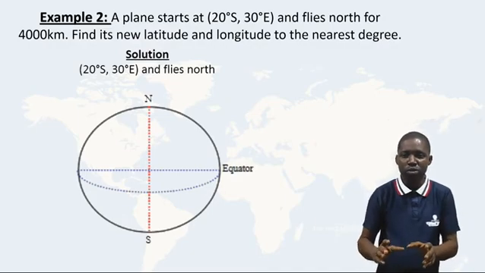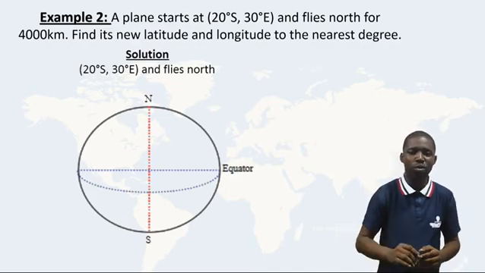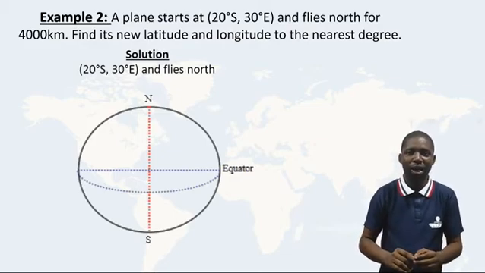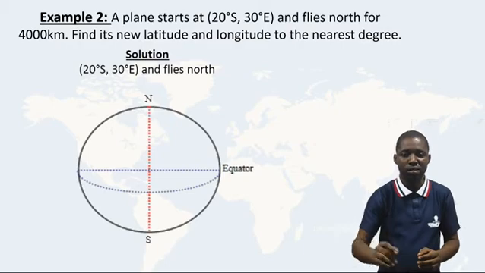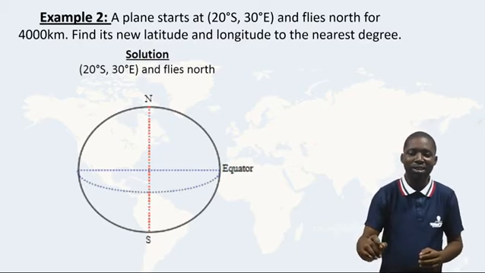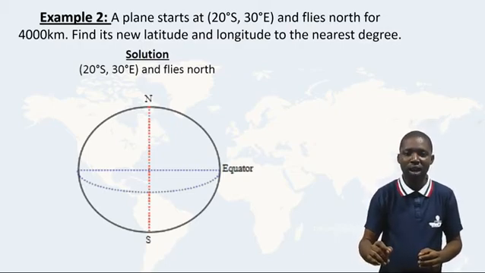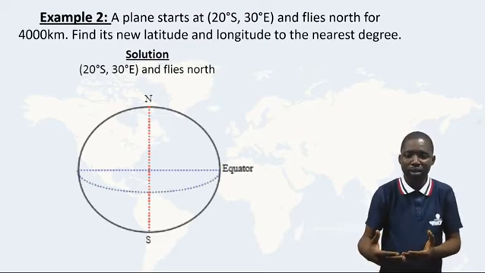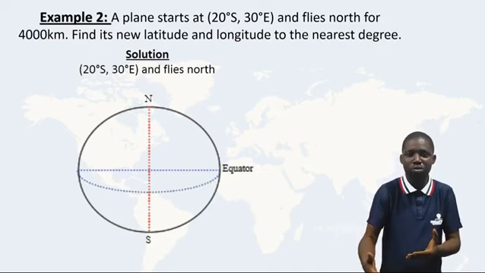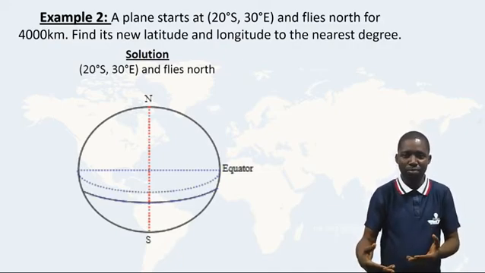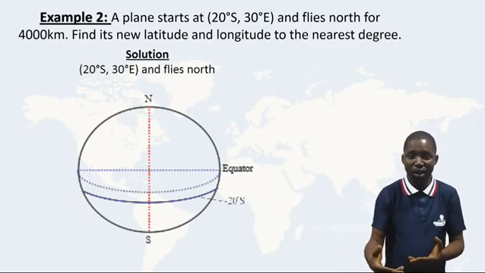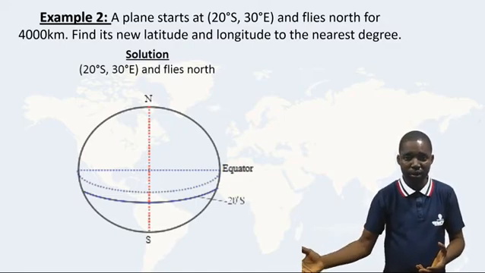Now, after drawing these two, we represent what we have in our question. We have 20 degrees south and 30 degrees east. Now, my 20 degrees south, let me start with that. That is a line of latitude, so it is coming south of the equator, 20 degrees south. I'm taking my latitude to be the blue line, so I'm going to use the blue line for easier identification. So you can see 20 degrees south, labeled 20 degrees south.